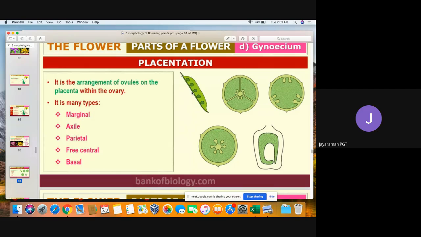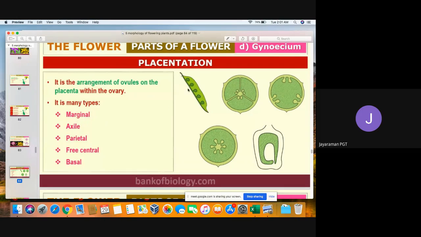Same like our umbilical cord and the placenta. What purpose does it serve? It supplies nutrients to the developing baby, the developing fetus. In the same way the developing ovules get nutrients through the placenta. The placenta is an arrangement. Based on the arrangement of placenta and ovule, we have five types of placentation in plants.